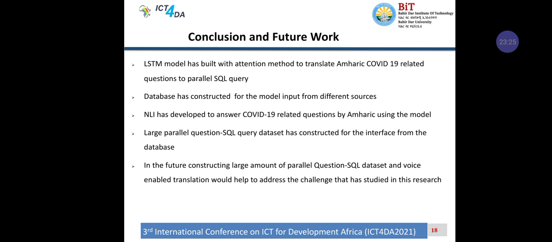So here you go. As a way forward and conclusion, we have used an attention-augmented LSTM network to develop an Amharic COVID-19 related question to parallel SQL query translation model, and we have constructed a database to evaluate this model. In addition, we have also constructed a small-size parallel dataset. It could be just an initial step for coming researchers. Still we got a promising result, and as a recommendation, it would be nice to develop a large scale parallel SQL dataset to scale, or to reproduce this paper. Moreover, it would be nice to also enable voice, to address the challenge for maybe disabled people.